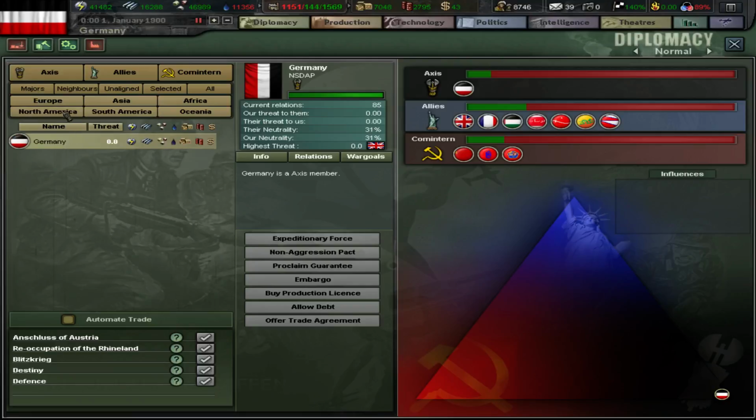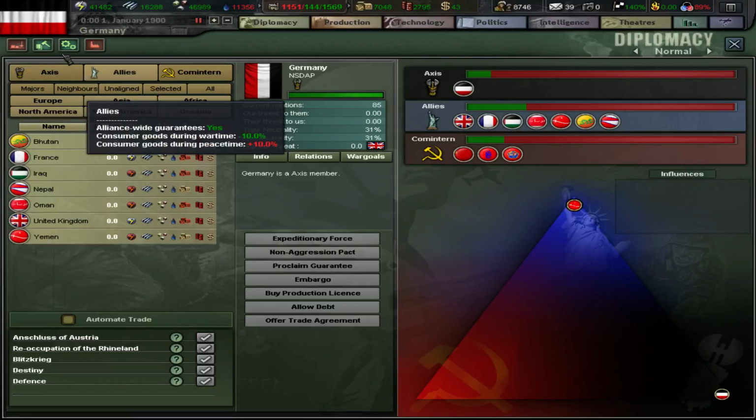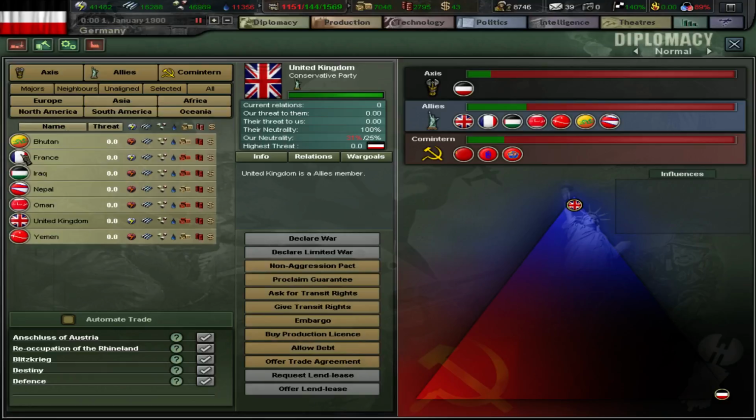So, we're just going to go with the Allies just to make it easier, because we're going to pick England. Or the UK, sorry. So, first thing you'll notice in this screen is a bunch of different stuff. So right here is the three, we'll say, powers that be. The Axis, right now Germany is an Axis member. The Allies, and it shows you all here who the Allied members are. So the UK, France, Iraq, Oman, Yemen, Bhutan, and Nepal. And then the Comintern, the Soviet Union, Mongolia, and Tannu Tuva.